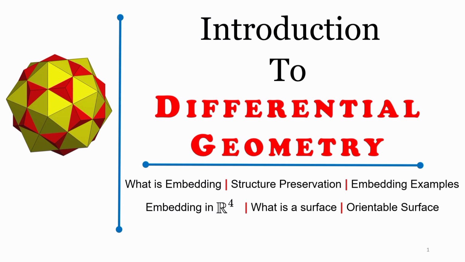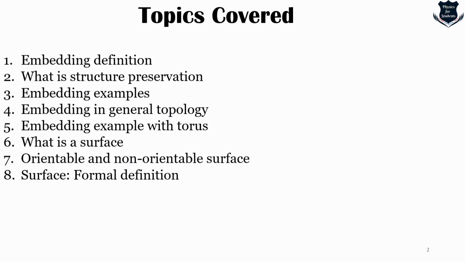So first let us look into what are the topics that we are covering today. Primarily, as I told you, we will be talking on the concept of embedding as a definition, what is called structure preservation, embedding examples, how embedding is used in general topology, embedding example with torus, what is a surface, what is meant by orientable and non-orientable surface, and what is a surface in terms of formal definition.